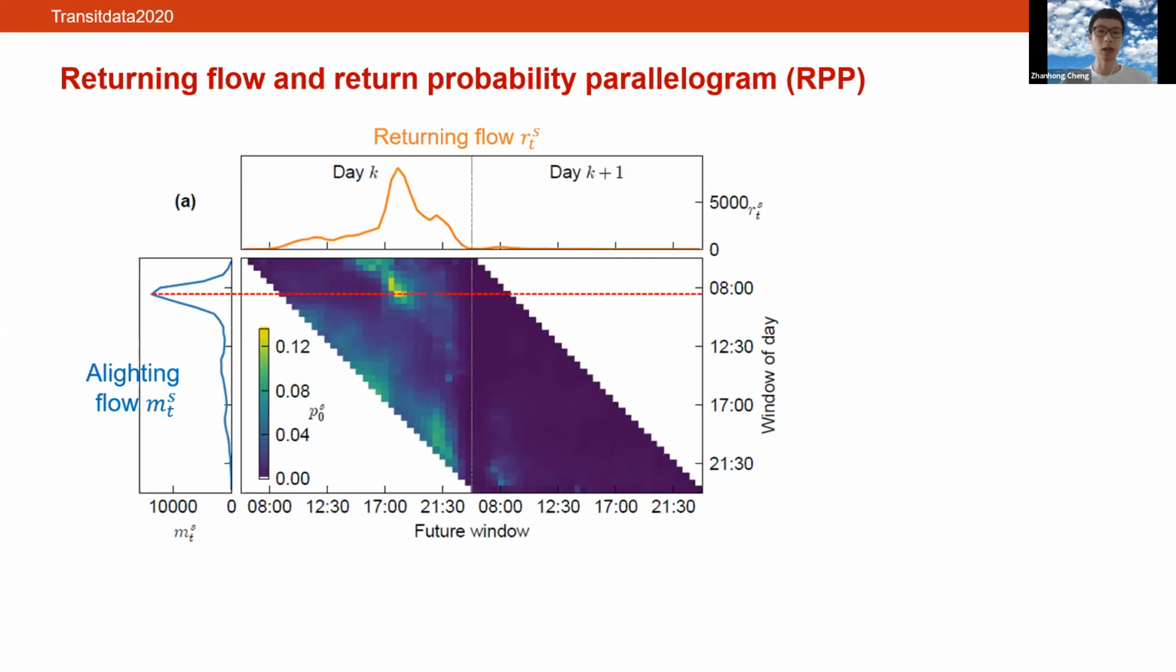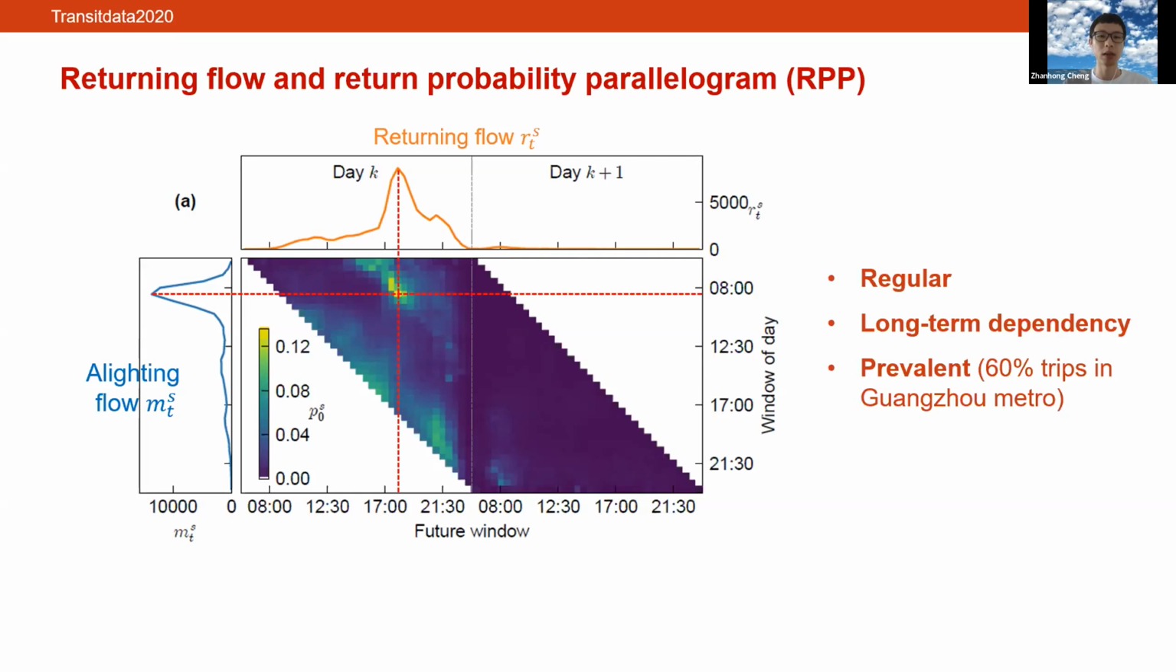In the middle is the returning probability parallelogram, in short, the RPP. Each row of the RPP represents the probability of returning given a certain alighting time. In this figure, we can see that for this station, there is a very high alighting flow at around 8 a.m. in the morning, and most of this part of passengers will return at around 4 p.m. in the afternoon. And the RPP, we assume, is very regular. Therefore, we can estimate the RPP from the historical data, and we assume it is unchanged over time.